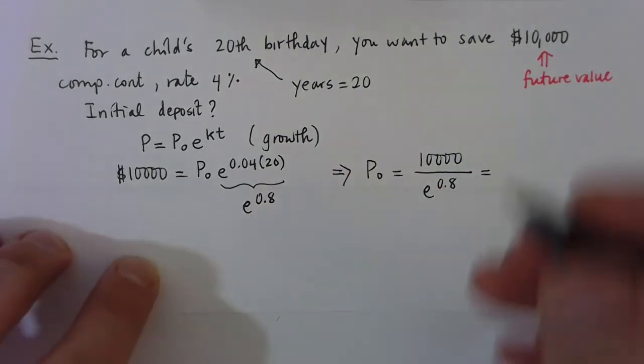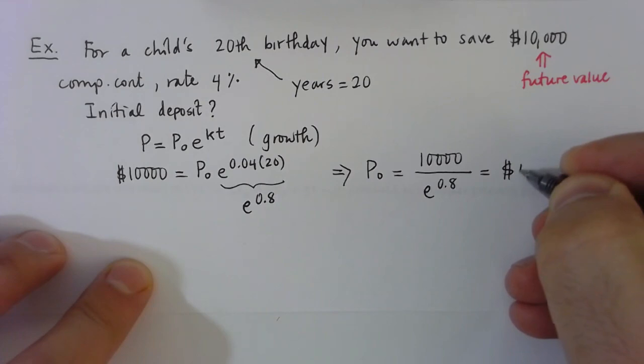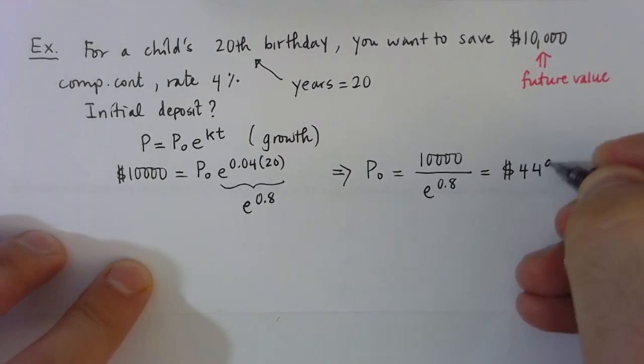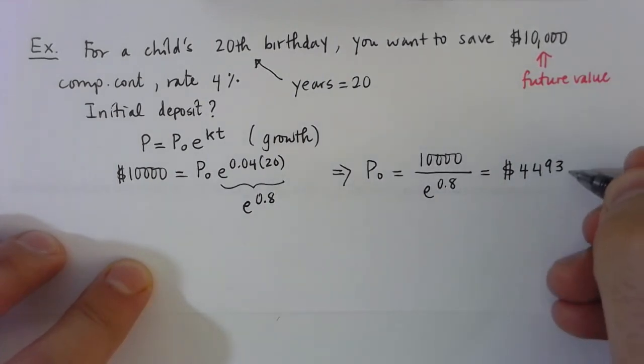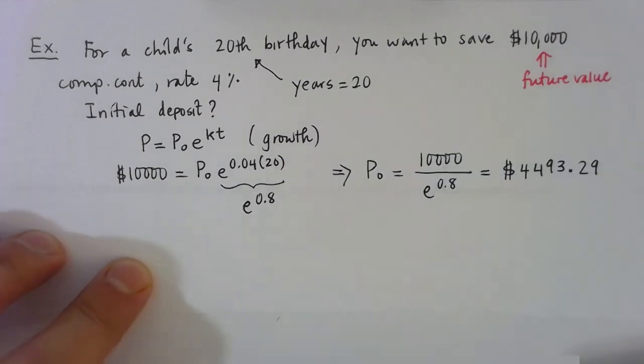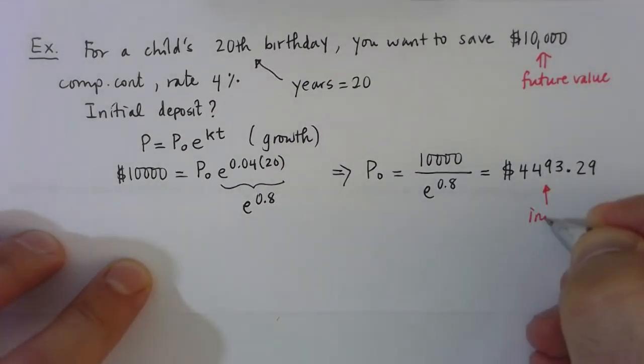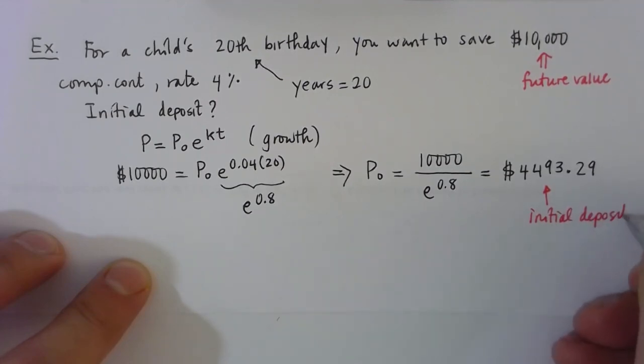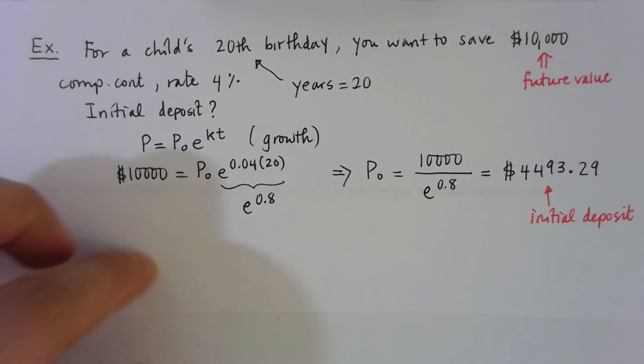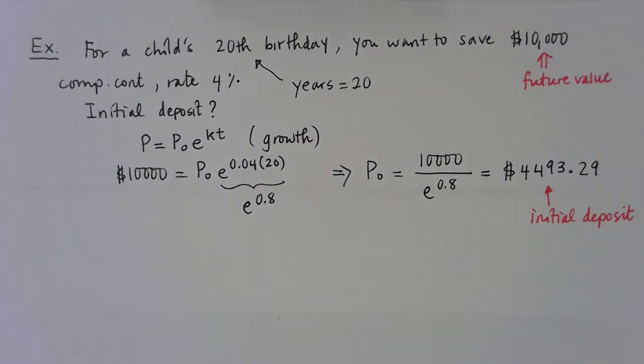So that will give you the initial value. Initially, we got $4,493.29. This should be the initial deposit, so that within 20 years you will be saving 10,000 in this account.